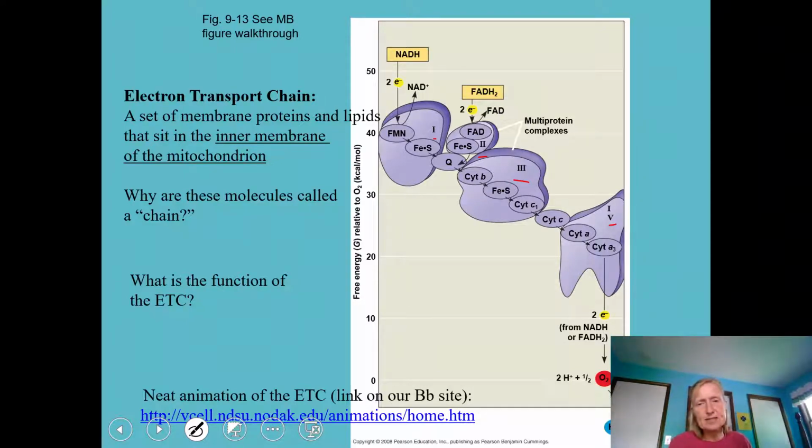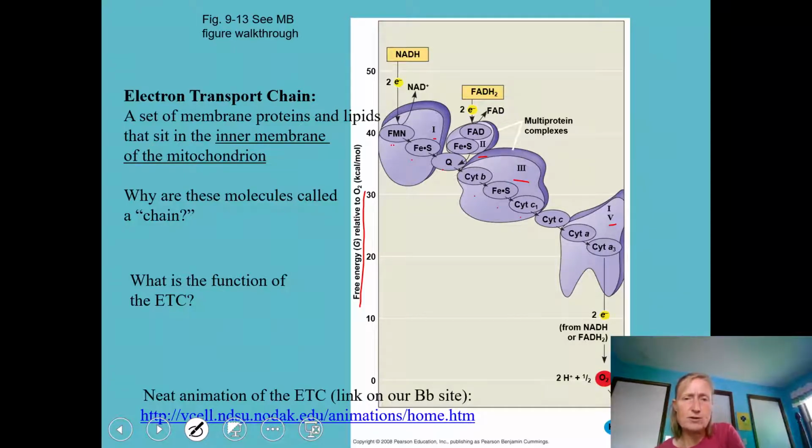So what you can see in this drawing, and this is a really strange picture because it's just a graph of free energy. Remember that from chapter 8, free energy. Things at the top have the most free energy, things at the bottom have the least free energy. And you can see that some of these molecules all have a designation here.